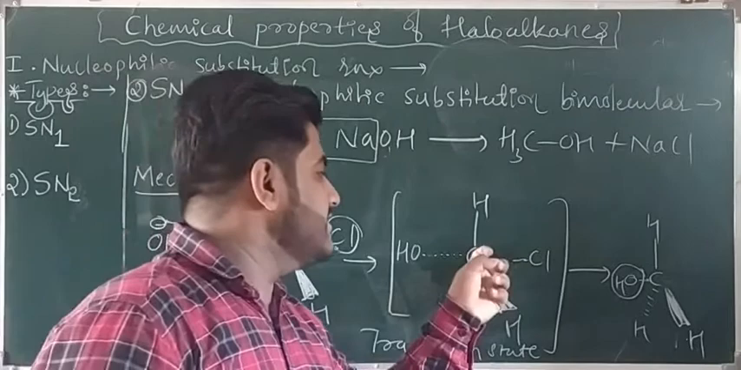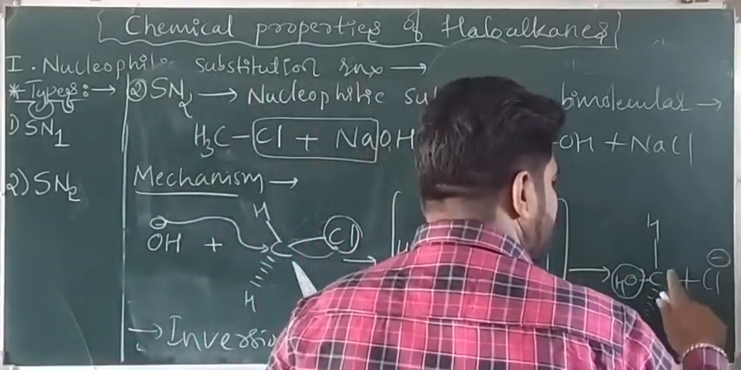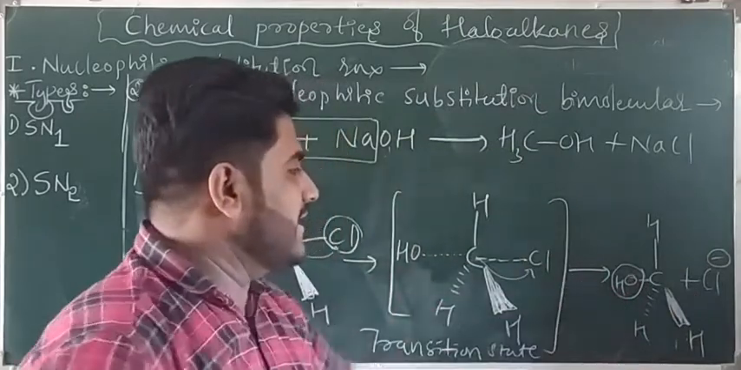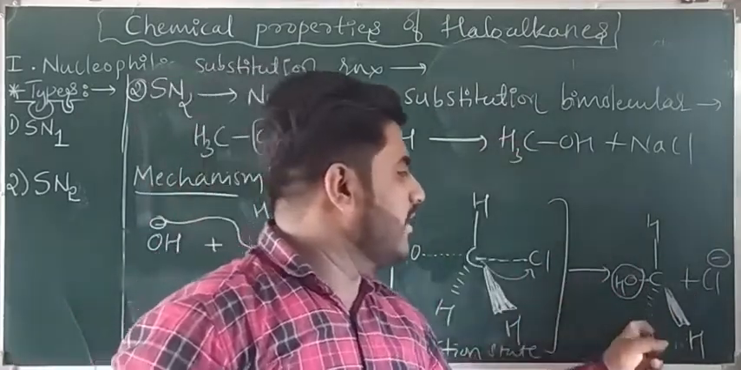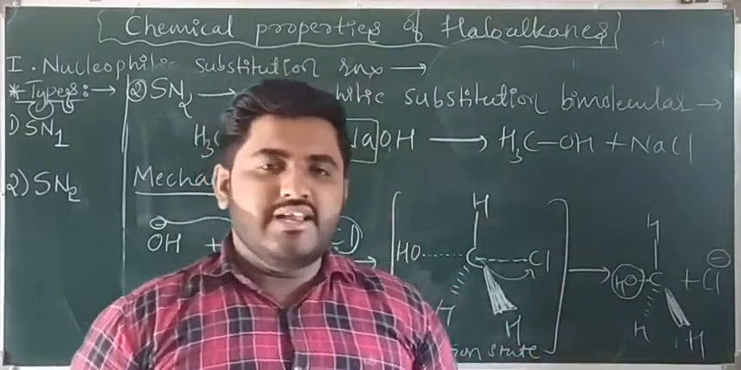So in the last step, this Cl is eliminated as Cl minus, right? And this product is formed, nothing but our methanol. This is our methanol: 1, 2, 3 hydrogen, 1 OH. Three hydrogen, one OH. Right? So this is regarding the mechanism.